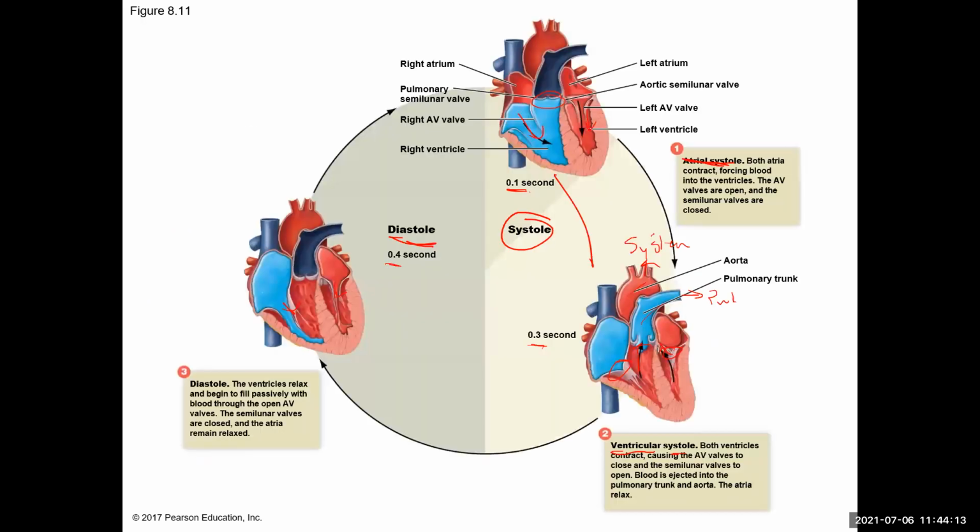The dub sound comes from the semilunar valves closing when the ventricles relax. Okay, so when the ventricles contract during this phase, that contraction basically shuts those AV valves, and that's the first lub sound. So lub, right? When the ventricles relax, the semilunar valves are now shut, and that's the dub sound. So you have your contraction for the lub, the relaxation for the dub, and that's associated with the ventricle systole, and then the diastole is when both relax. Okay.